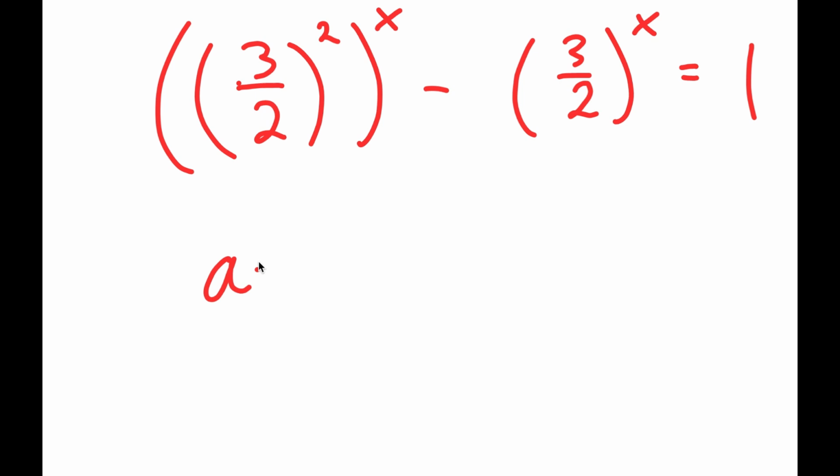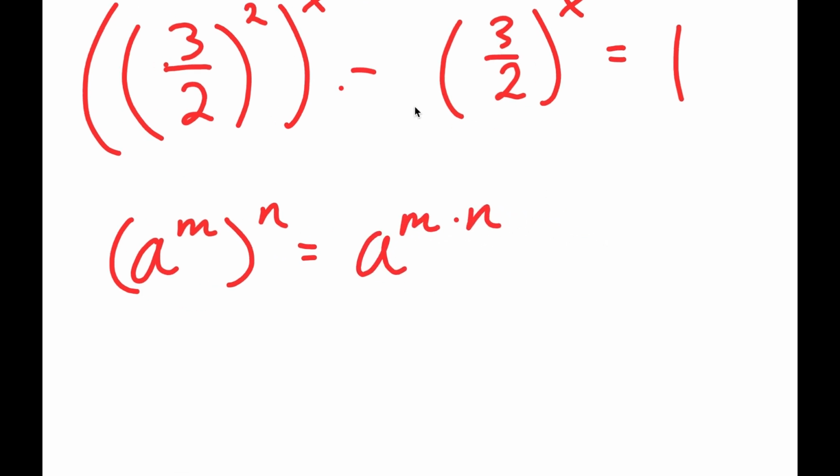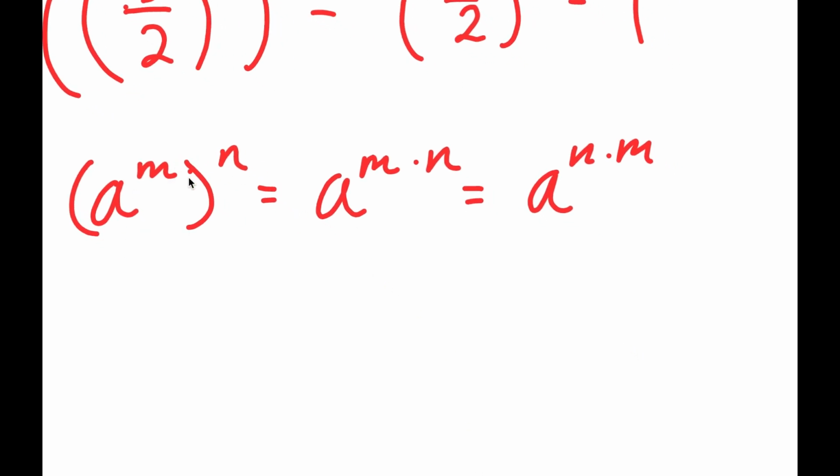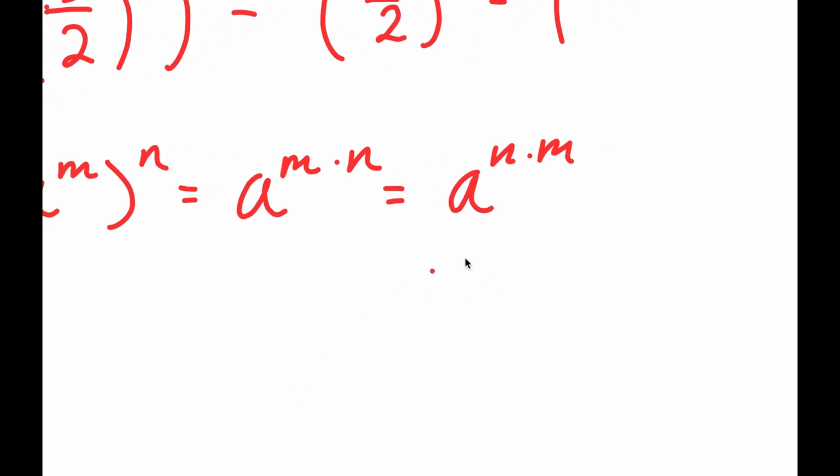Now, if I have something in the form a to the power of m to the power of n, this is equal to a to the power of m times n. And m times n, I can rewrite this as n times m. A to the power of m times n is the same thing as a to the power of n times m. Now, if a to the power of m to the power of n is equal to a to the power of m times n, then a to the power of n times m, this should equal a to the power of n to the power of m.